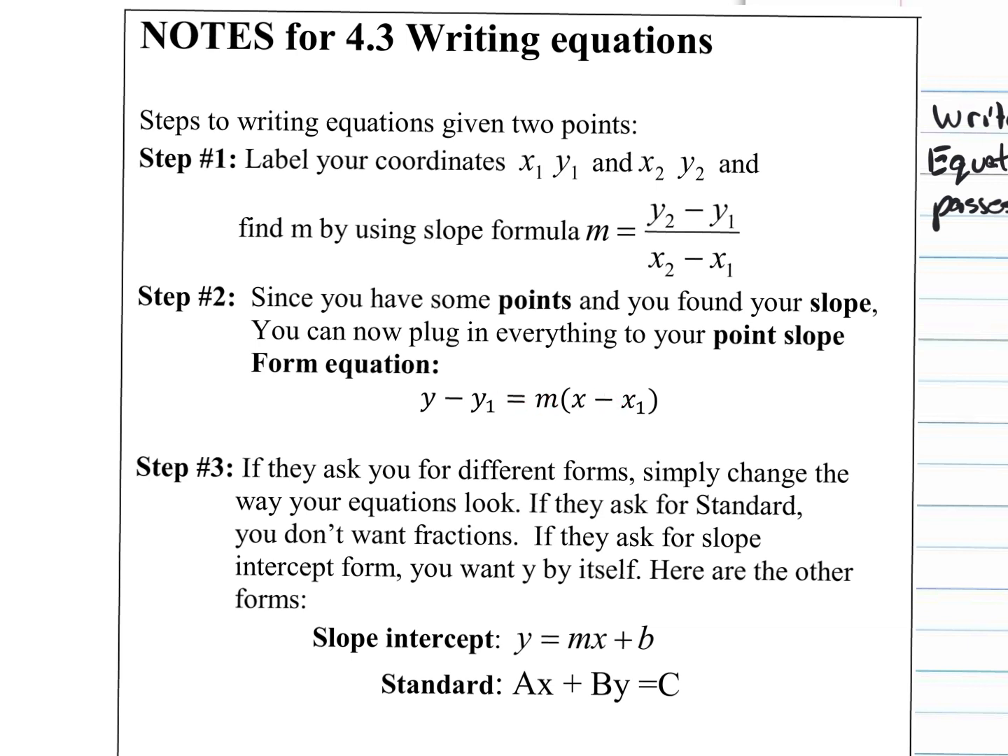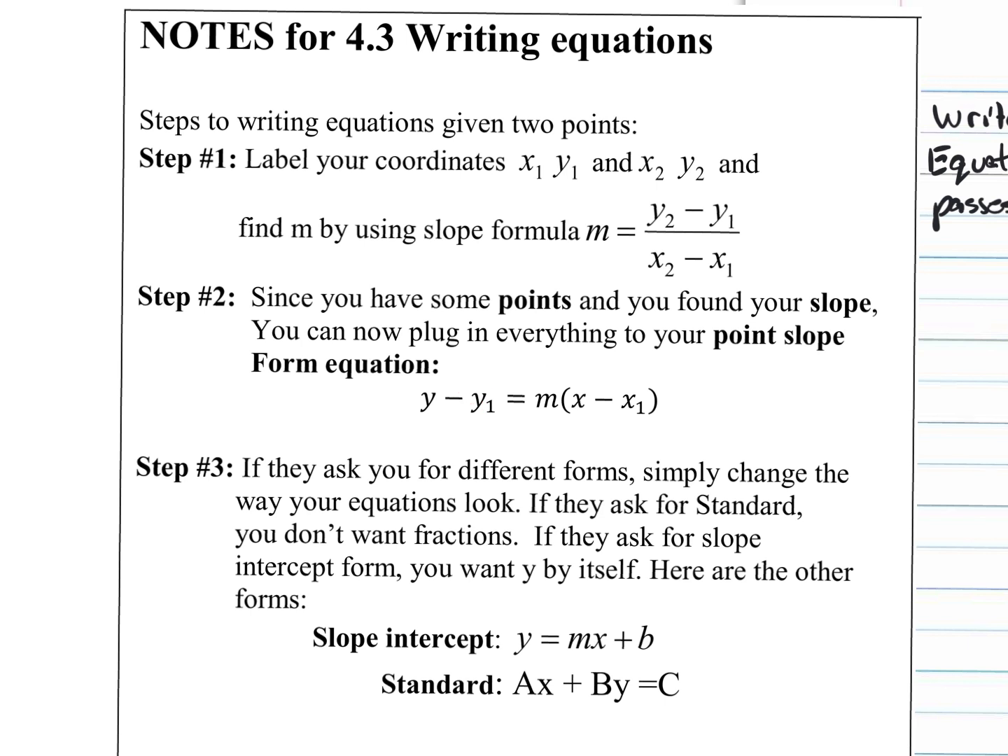And then once you have it in point-slope form, you could change it easily to slope-intercept or standard. You would have to get rid of the parentheses. So whatever number's out here, you'd have to distribute. That way the parentheses would disappear. And let's say they did want it in slope-intercept form. You would get the y by itself by doing the opposite of whatever number is added or subtracted right here.